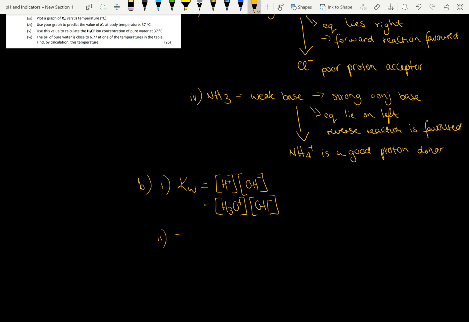So, as temperature increases, we have seen that Kw increases. Now, if Kw is increasing, remember these H+ and OH- ions are our products, which means that the forward reaction is being favored. So if the Kw increases, that means that we've got more products being formed, which means that the forward reaction is being favored.